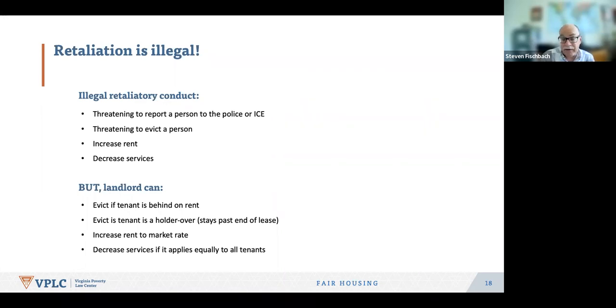But a landlord can evict. This is not retaliation if the tenant is behind on their rent, or if a tenant has stayed beyond the term of their lease. A landlord can increase rent to market rate, but you should still look at the circumstances around that, because it could still be a form of retaliation. And decreasing services to everyone: if a landlord suddenly decides, oh, we're not going to include utilities in the rent anymore, and applies it to everyone, that would not be a form of retaliation.